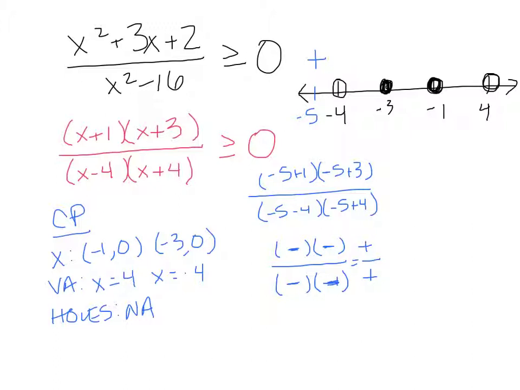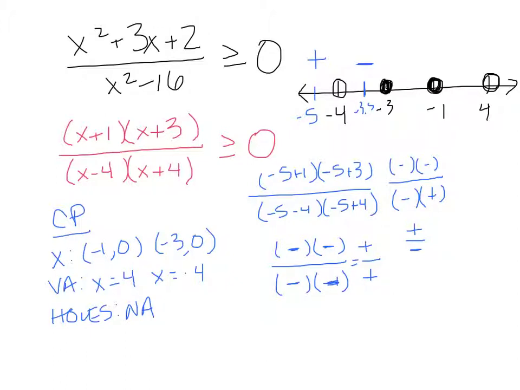Now we can choose something in between negative 4 and negative 3. I'm going to choose negative 3.5. And you can do this one the same way. Negative 3.5 plus 1 is going to yield a negative. Negative 3.5 plus 3 is also negative. Over negative 3.5 minus 4, which is negative, times negative 3.5 plus 4, which is positive. So that's going to give me a positive over a negative, which is a negative. So that interval is a negative interval.